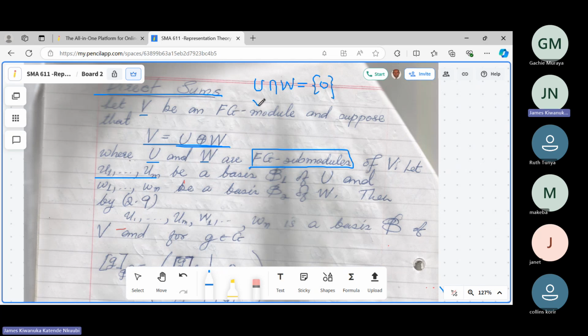Other than that, they don't have anything else in common. And any element in V can be written uniquely as some element u from the space U plus another element w from the space W. This sum is unique. That's what makes it a direct sum. You can only find one u and one w for this vector v. If you pick another vector, you will get a different combination of u and w, not the same combination. So that's what it means for a direct sum.